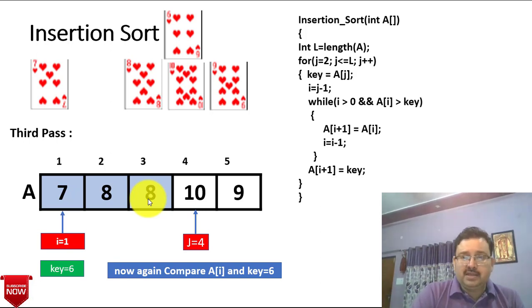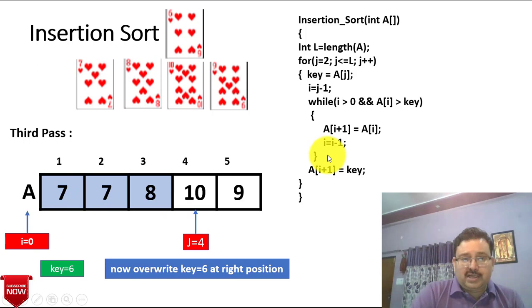this. Clear? Now I is 1, I is greater than 0. Okay, condition is true. And a1, 7, again is greater than key value, which is 6. Both conditions are true. Then shift 7 from first location to second location. So ai, that is 7, is overwritten on a2. So 7 will shift to this place. Clear?